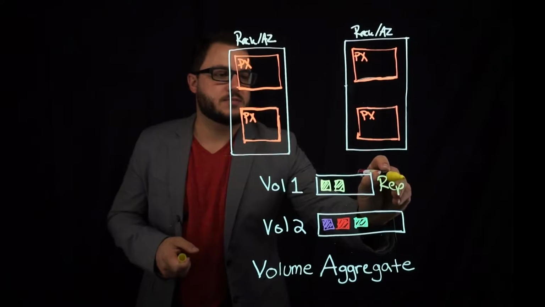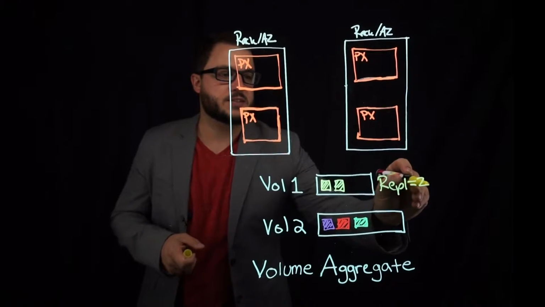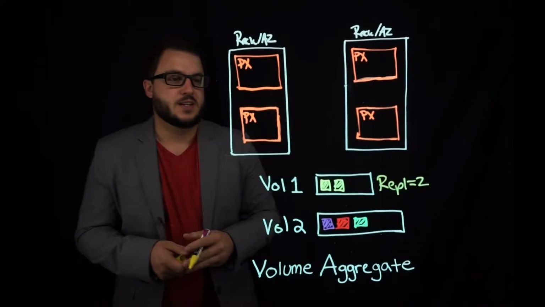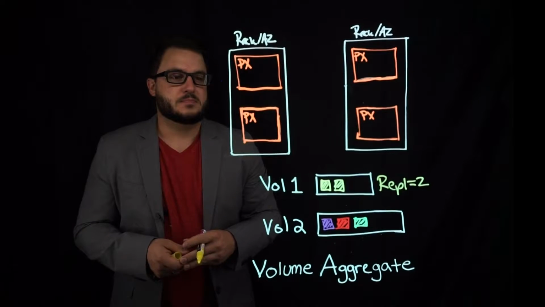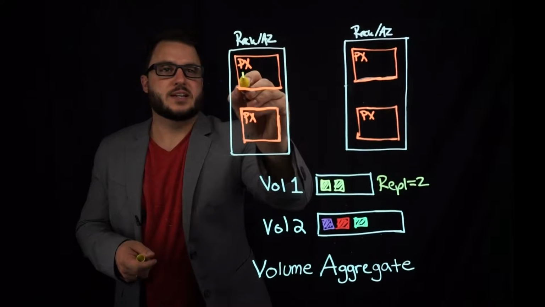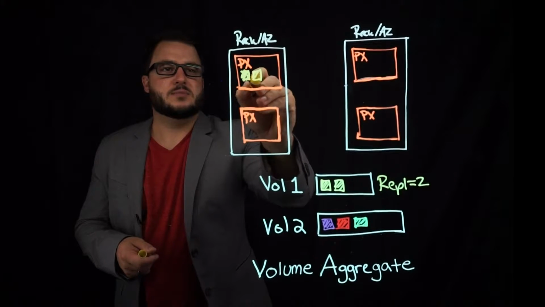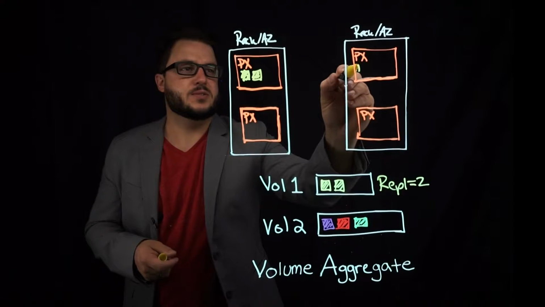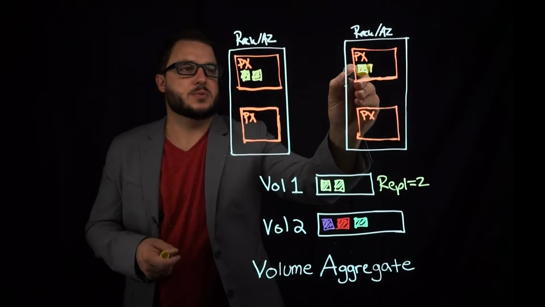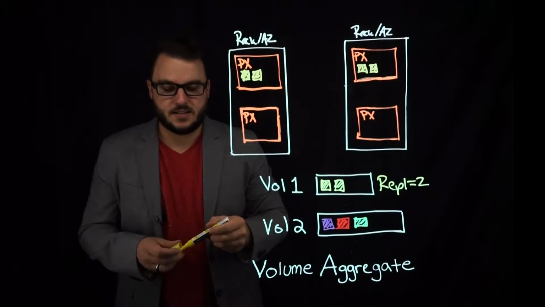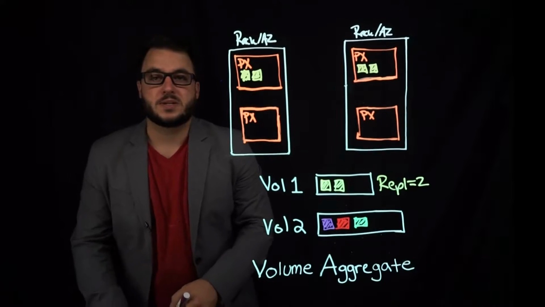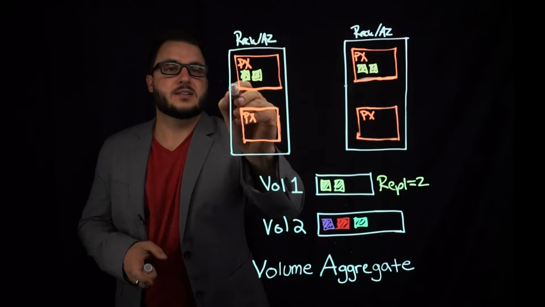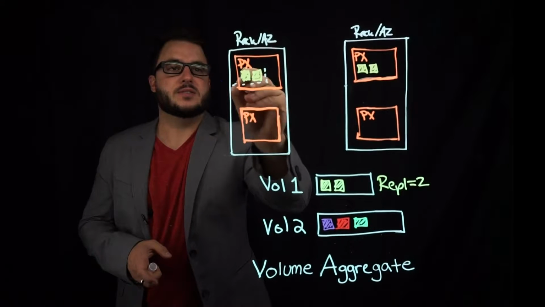Let's imagine that volume 1 has a replication factor of 2. Now, if we went and drew what this would look like, we could say that the volume has a replication factor of 2, so it will exist on 2 Portworx nodes. And the volume itself will be completely contained on one node.